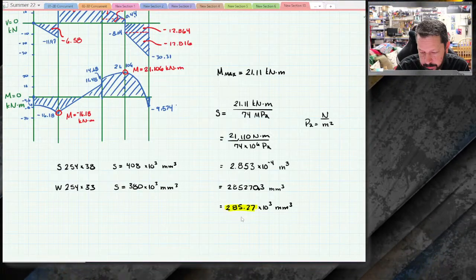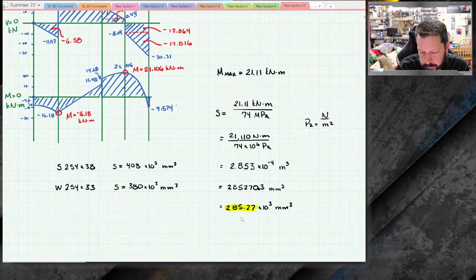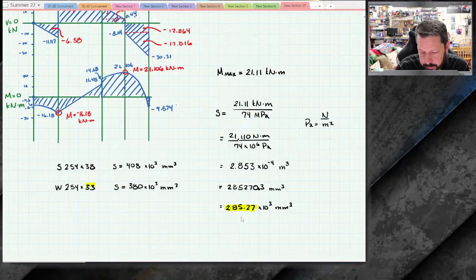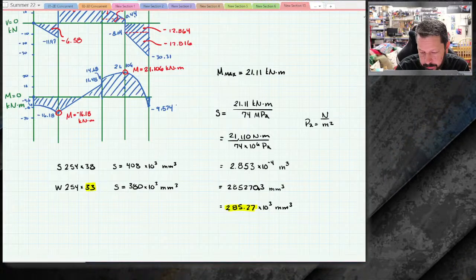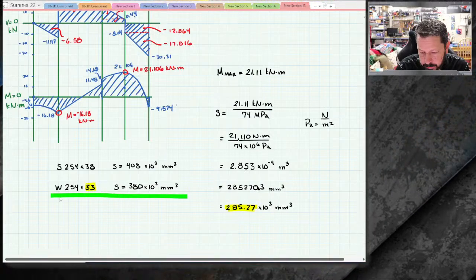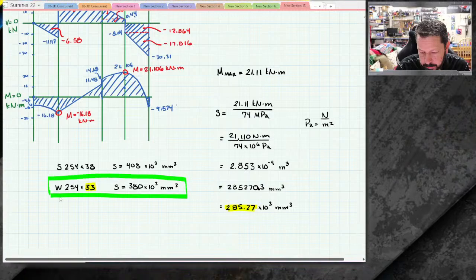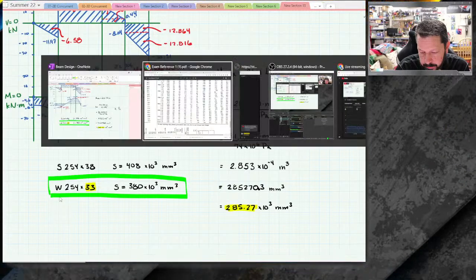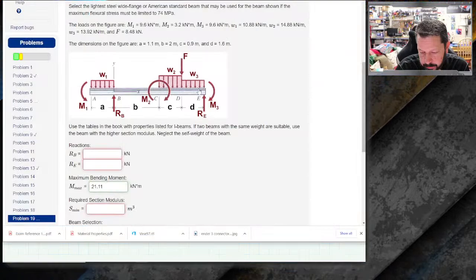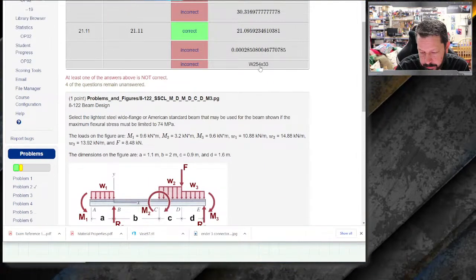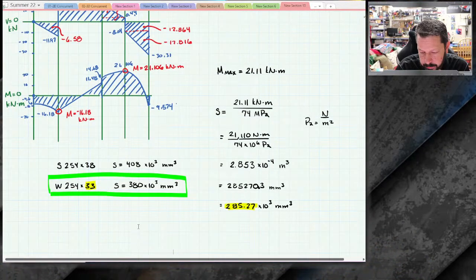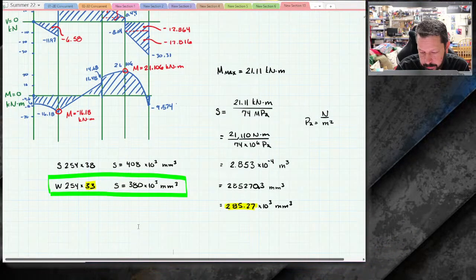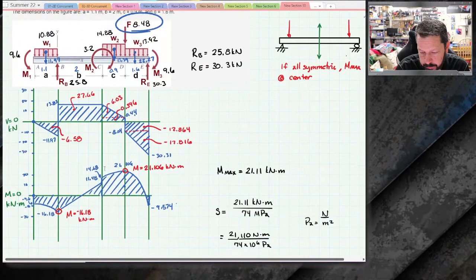It's not as strong as the 408 from the S-beam, but it is lighter, 33 versus 38. So we would choose this beam. And I think I saw that that's the one that they actually have listed here. Let's make sure. Yeah, 254 by 33.